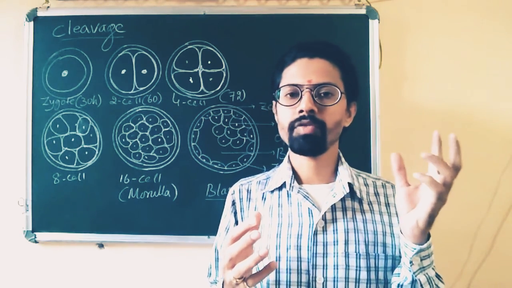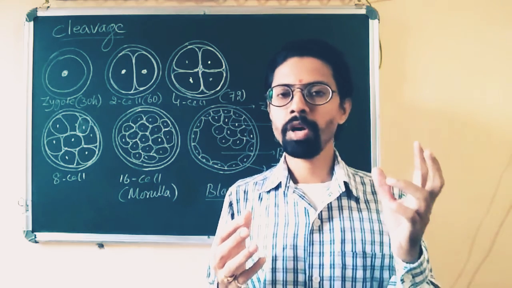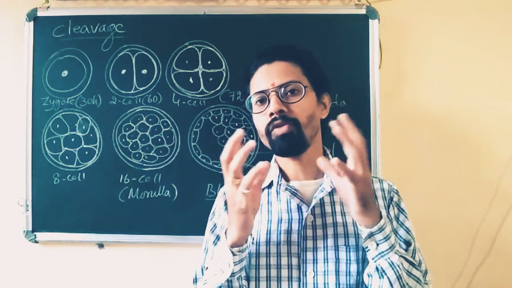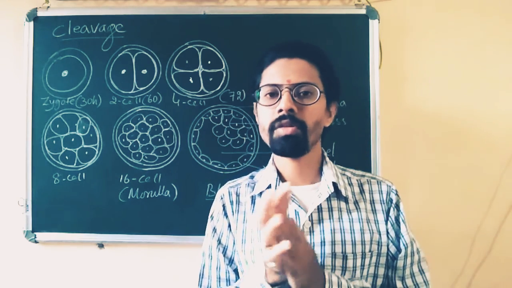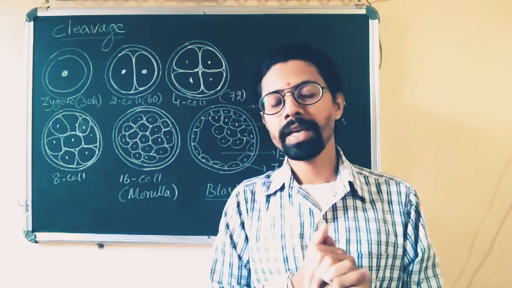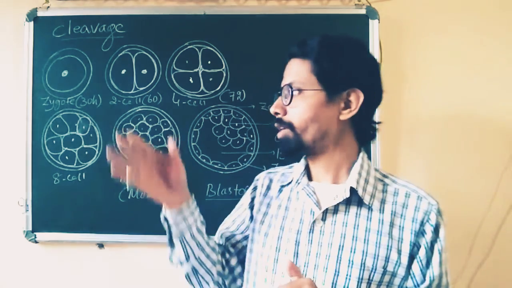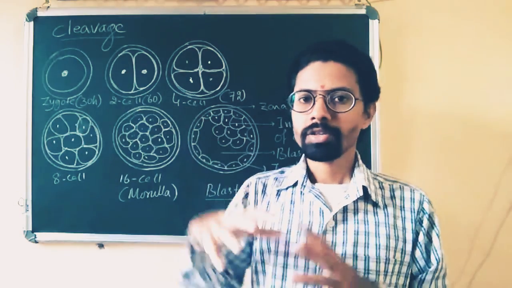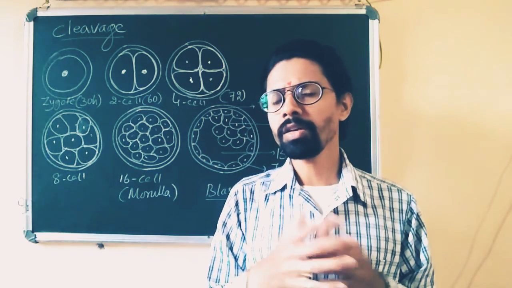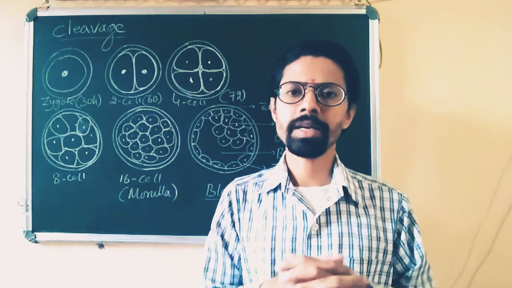The haploid set of chromosomes of the sperm and the haploid set of chromosomes of the ovum fuse and form a diploid nucleus called the zygotic nucleus, and the fertilized egg is now called the zygote. You can see the diagram here. This zygote undergoes division. It is similar to mitosis but not exactly like mitosis.